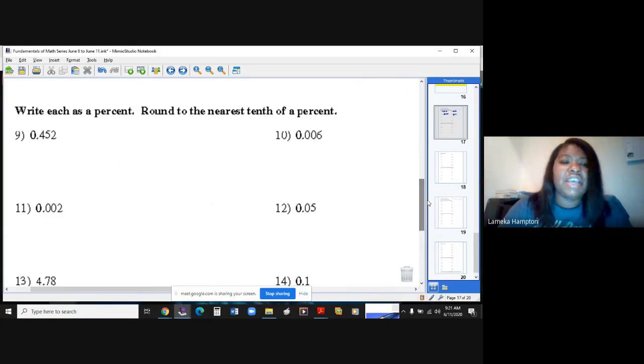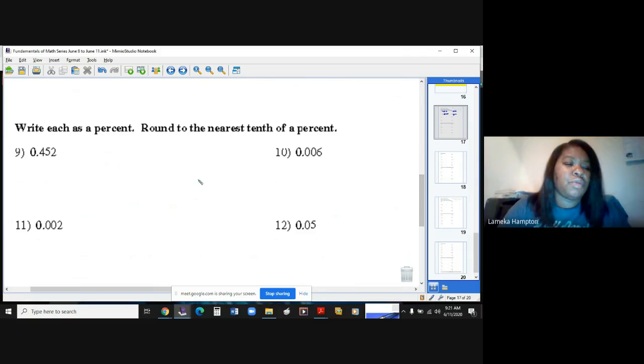Now, our next set of directions tell us to write each decimal as a percent, and it says round to the nearest tenth of a percent. So again, you must make sure that you know how to round and you know your place value. So let's look at, and as always, we're going to do just the first four. Okay, so we're going to work on numbers 9, 10, 11, and 12.